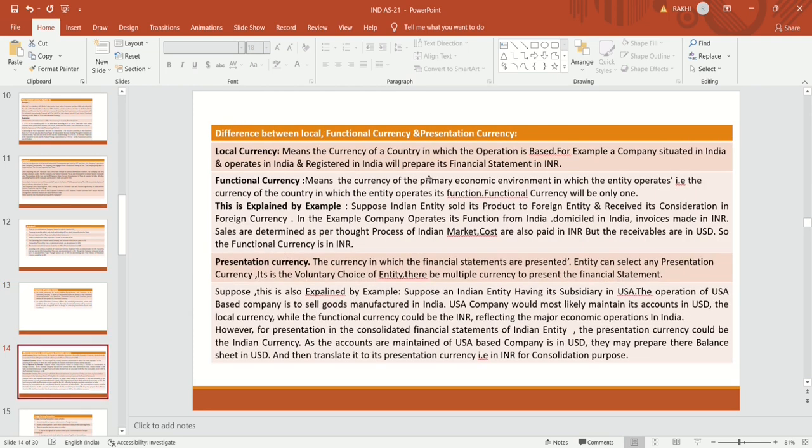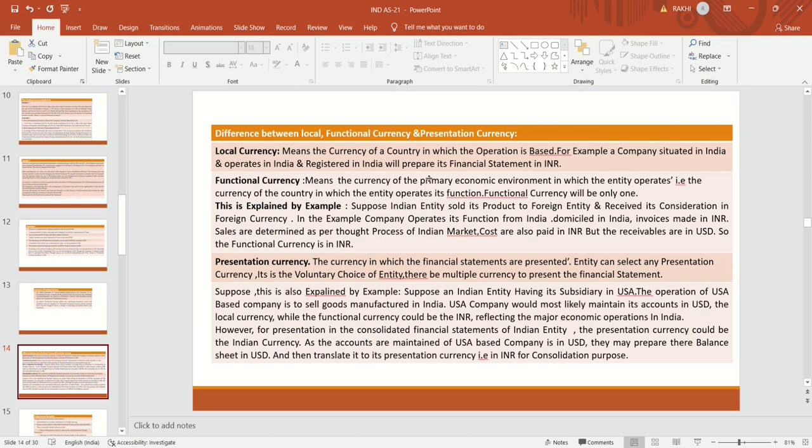Now, what is the difference between local currency, functional currency and presentation currency? Local currency is that currency in which the organization is based, meaning the country where the company is situated, domiciled, registered. That currency is the local currency of the organization, meaning the currency of a country in which the operation is based.